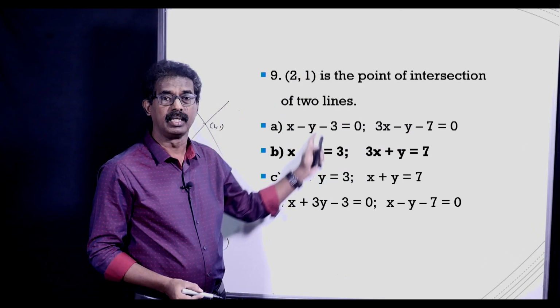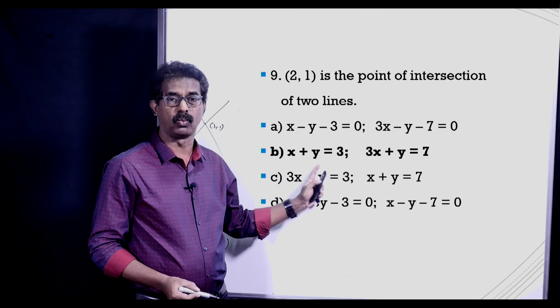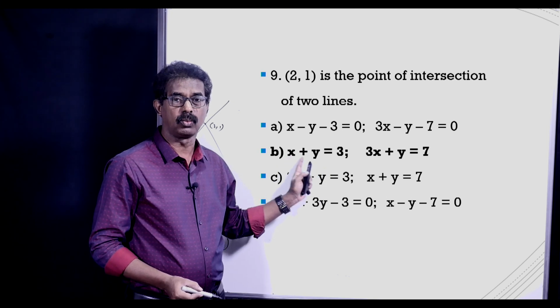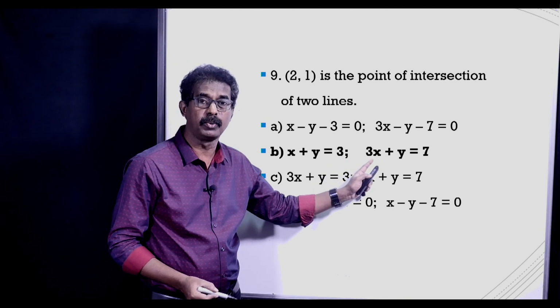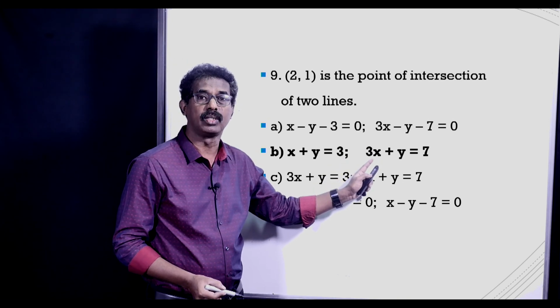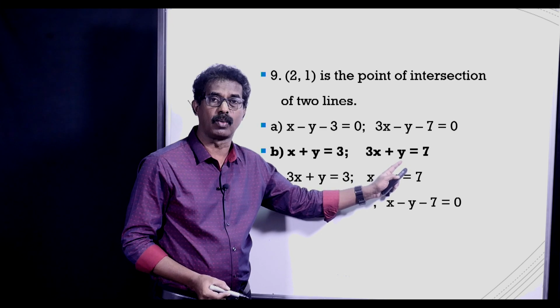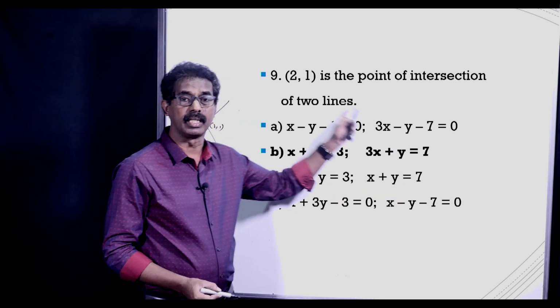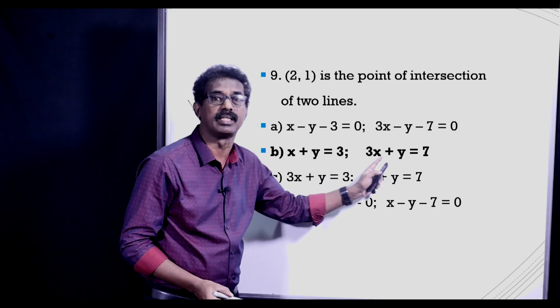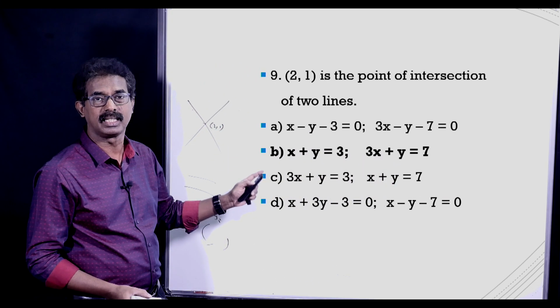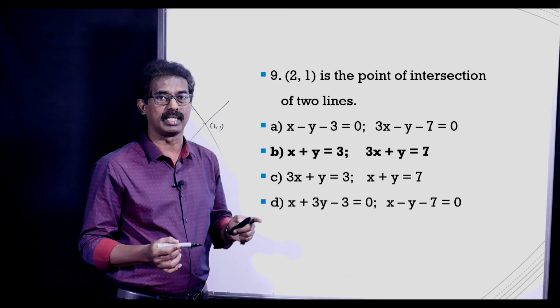Here 2, 1 satisfies this one. 2, 1: x is 2, y is 1. What is 2 plus 1? 3. Second also you substitute, x you put 2 and y is 1. So 3 into 2, 6. 6 plus y value 1. 6 plus 1 is what? 7. So the given point 2, 1 satisfies both the equations of B. So the correct answer is B. Okay, like that you can check very easily.